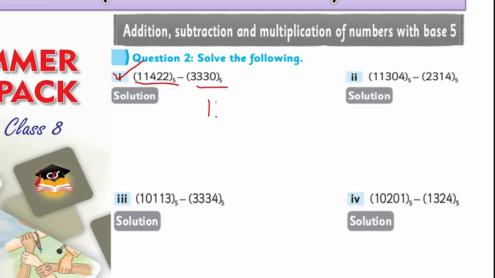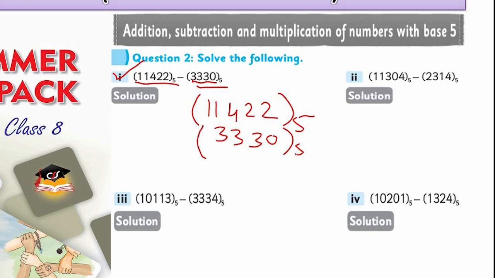Write first number 1, 1, 4, 2, 2 with base 5 and then how many numbers? 3, 0, 3, 3 and then 3. You have 3, 3, 3, 0 with base 5. Perform subtraction on first column. 2 minus 0, that is equal to 2.